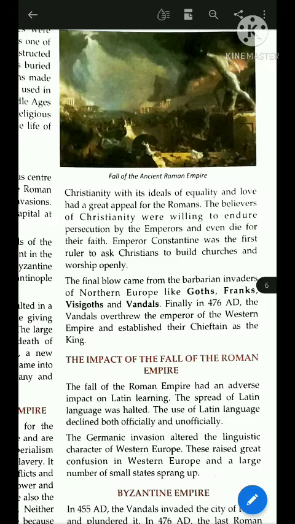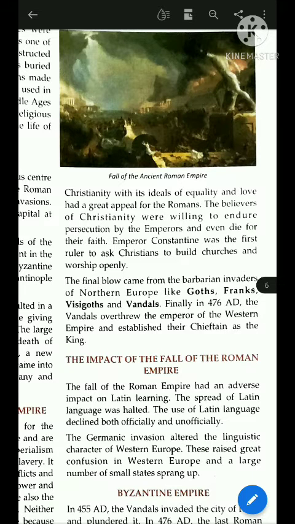Finally, in 476 AD, the Vandals overthrew the emperor of the Western Empire. Overthrew means defeated. After defeating the emperor of the Western Empire, they established their chieftain as the king in the Western Empire.